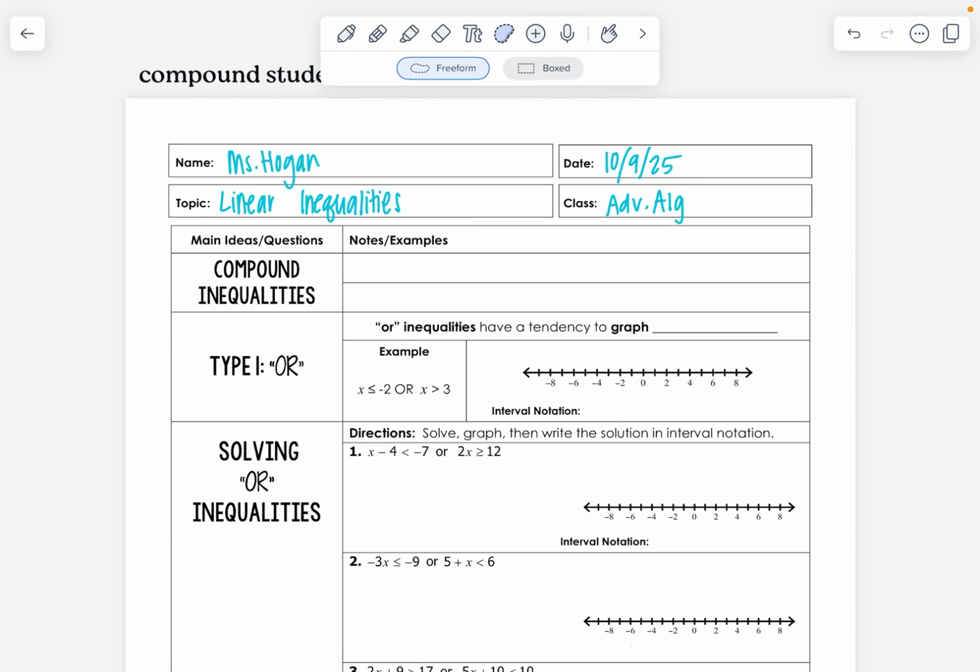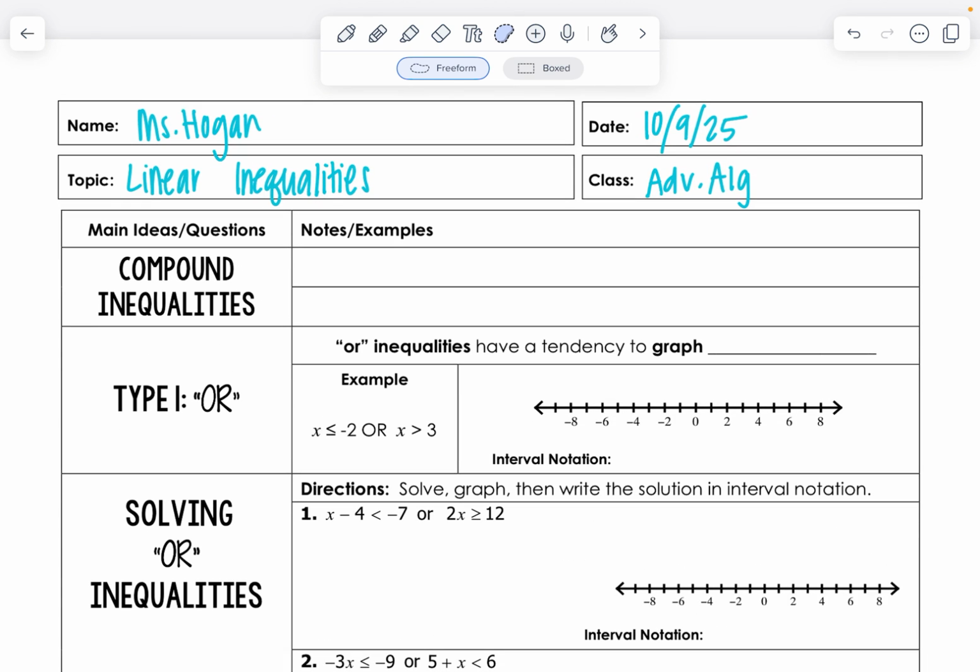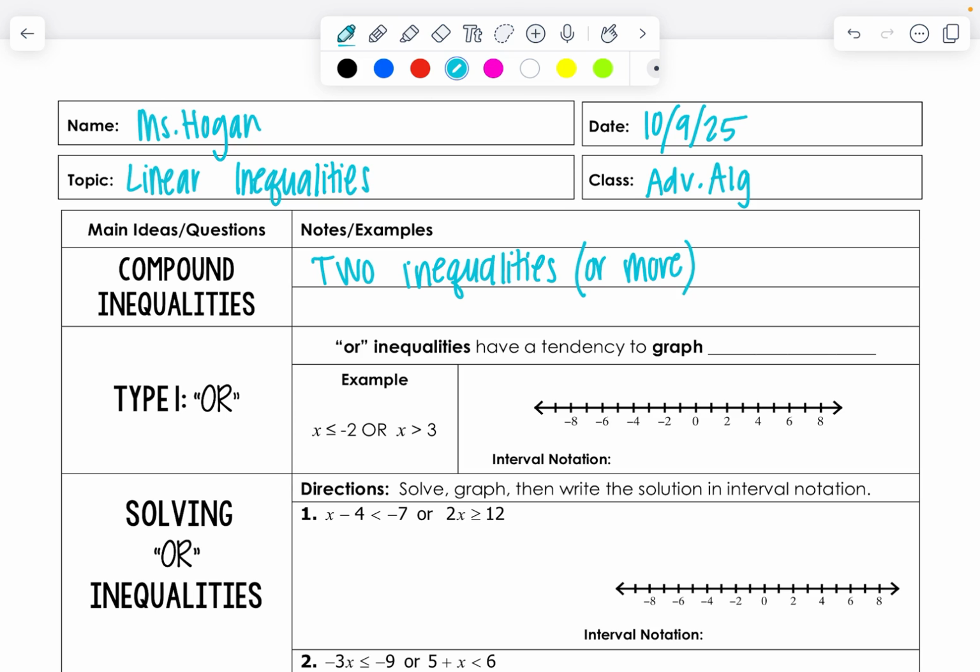Today we are going to discuss compound inequalities. So just like when you were learning about how to write a paragraph or a sentence, you may have heard about compound sentences, which help you join together two shorter sentences. Similarly, with inequalities, compound inequalities are two inequalities, and it can actually be more than two, that are joined together with the words and, or, the word or.